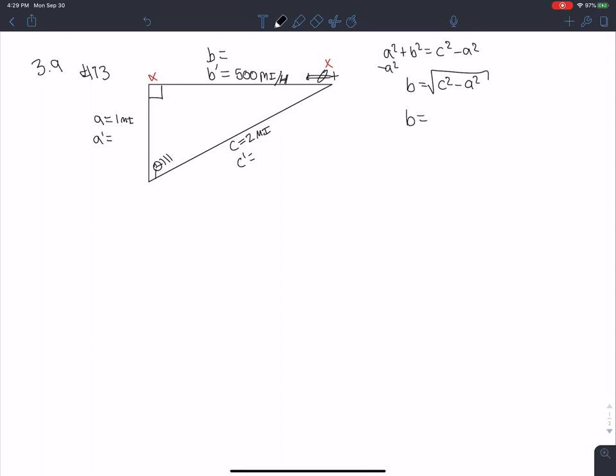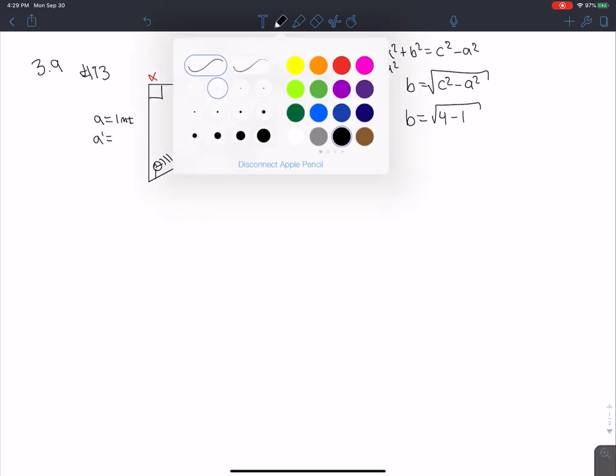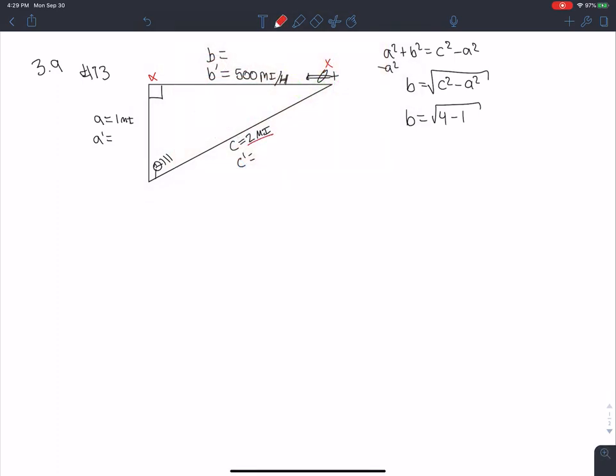Okay, so c squared is going to be 2 squared, which is 4, minus 1, right? I got that first value from right here, and I got the second value from right there. So that means that b is going to be square root of 3 miles, since that's what both of our units were in. And now we've solved for pretty much everything.